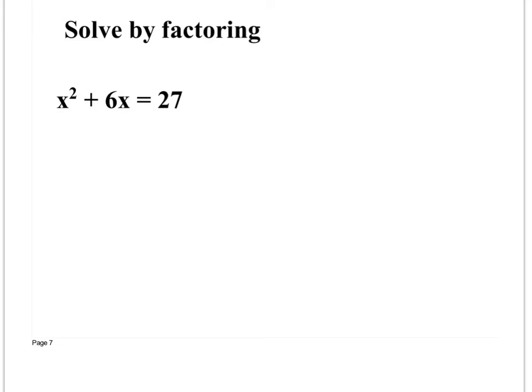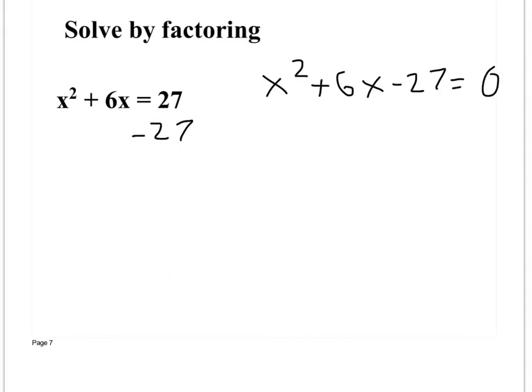x squared plus 6x equals 27. When it says solve by factoring, what I need to do is get 0 on one side. So I'm going to move 27 to the other side. That gives me this. You can't solve it unless 0 is on one side. Then we factor x squared plus 6x minus 27. I see that C is negative, so they're going to be opposite signs.